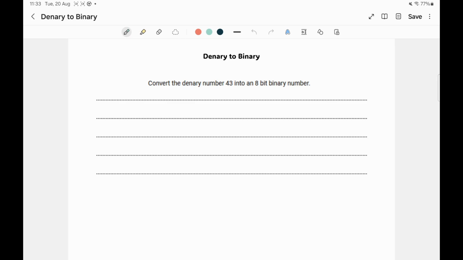So it's really simple. All we do is we take our number and we go, all right, 43 divided by 2 equals, so we know it's like 21.5. So that would mean it's 21 remainder 1. If it's a whole division, it's remainder 0. If it's a decimal, it's remainder 1. Then we do that again.